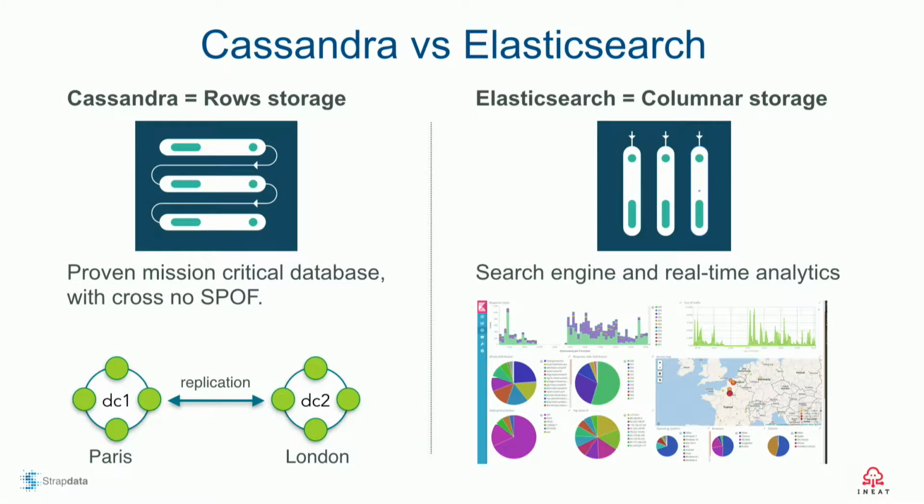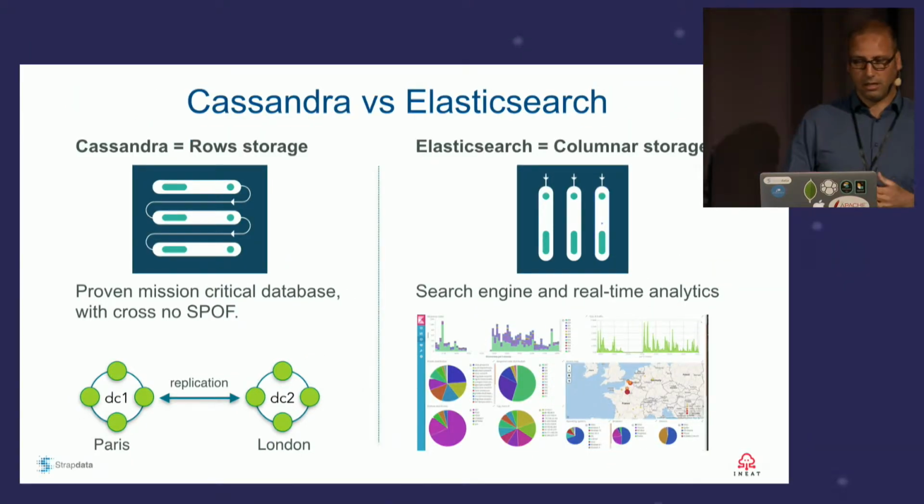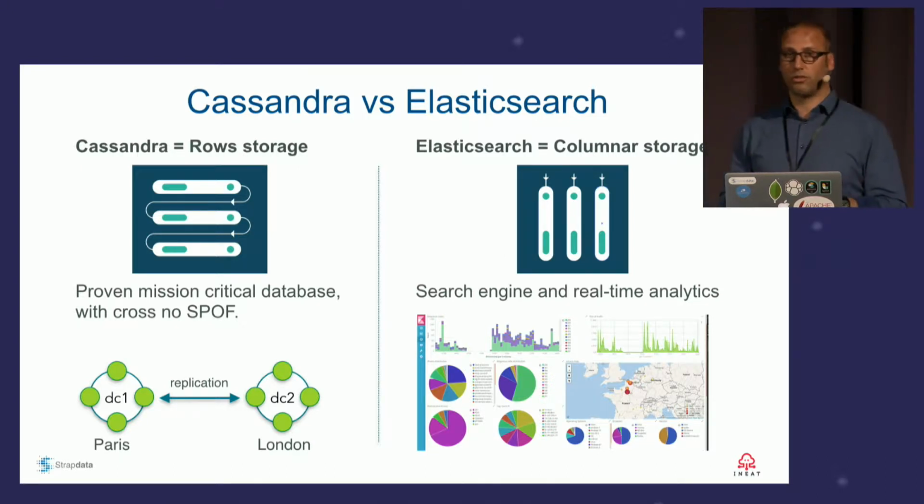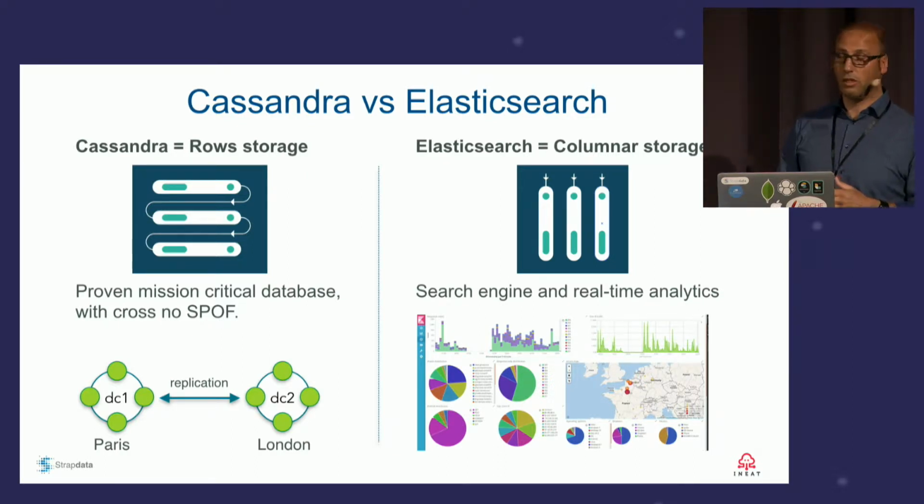So those two products, Apache Cassandra and Elasticsearch, are very different. Cassandra stores data as rows, and this is extremely efficient to write your data quickly. And there are, of course, many interesting features to do replication and to be always up. At the opposite, Elasticsearch has a columnar storage. It comes with a cost to write as a column store, but it's much more efficient to do search and aggregation. And this storage allows real-time analytic dashboards, here with Kibana.